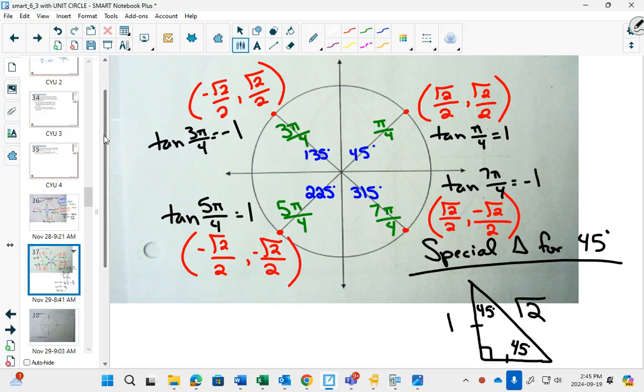So it looks like there's a lot of things to remember, and there is, but there are patterns to help you memorize it. Like once you know quadrant 1 for the 45-degree family, you basically know everything else, just a couple of sign changes.